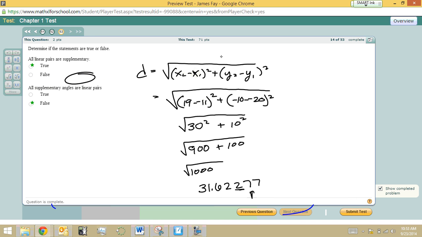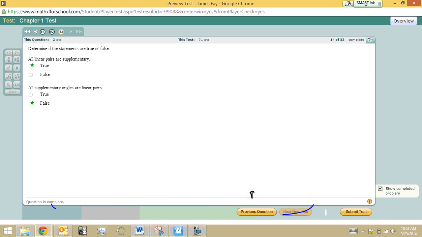And the last question. Determine if the statements are true or false. All linear pairs are supplementary. That's true. That's a postulate that we have to know. All supplementary angles are linear pairs. That's false, because you could have an angle here that's maybe 110 degrees, and an angle over here that is maybe 70 degrees. They are supplementary, but they're not a linear pair.